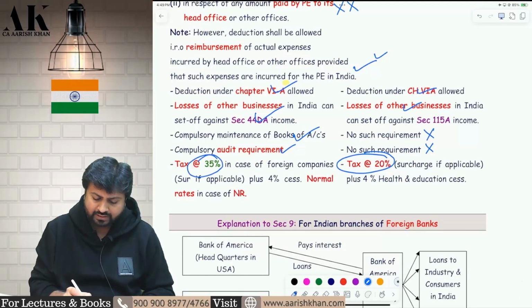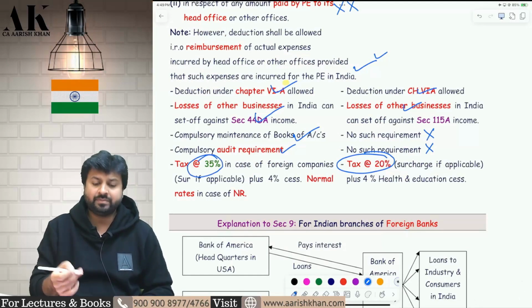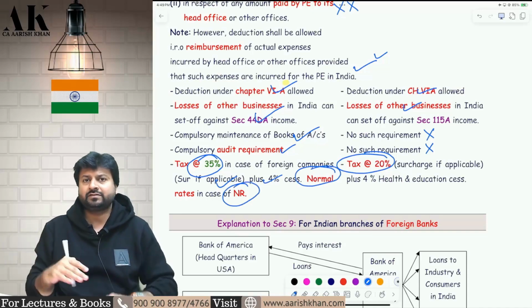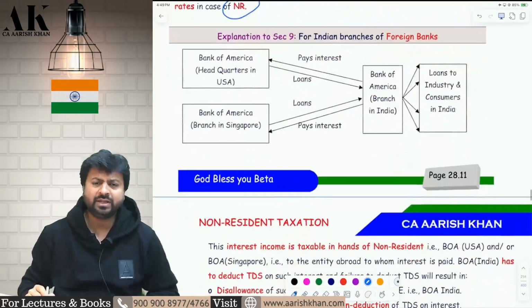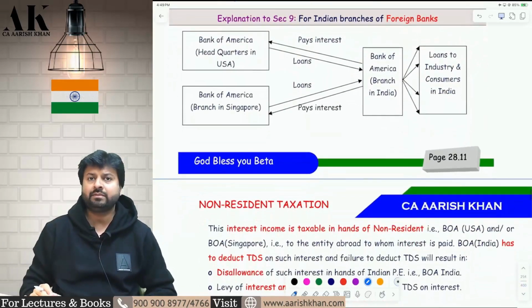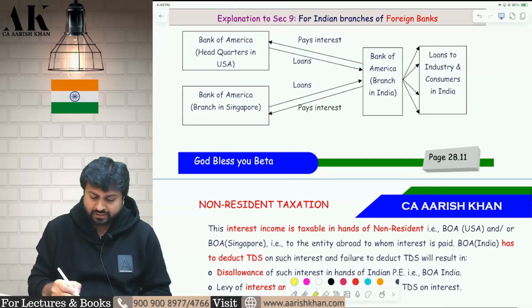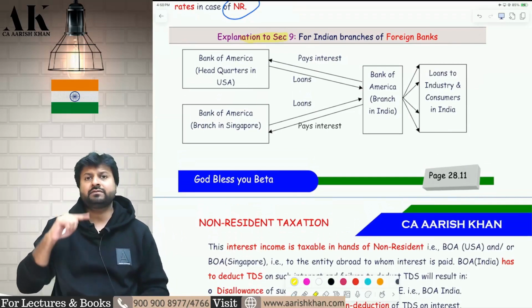If you are a foreign company, the tax rate will be 35% plus surcharge if applicable, and cess. And for other assessees, the tax rate will be as per the respective slab rates or whatever is the tax rate applicable to them. Okay. So this is where we complete all the discussion of what? Royalty and FTS. Now, one small explanation is there for Indian branches of a foreign bank.